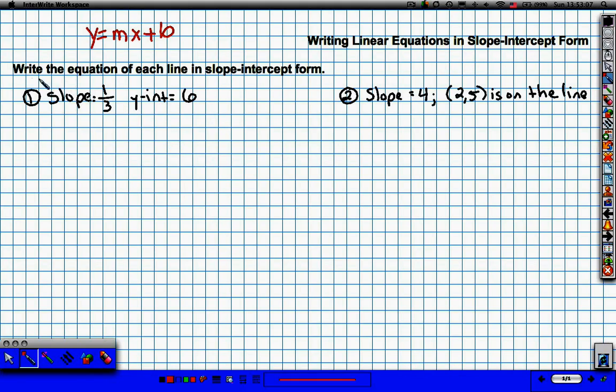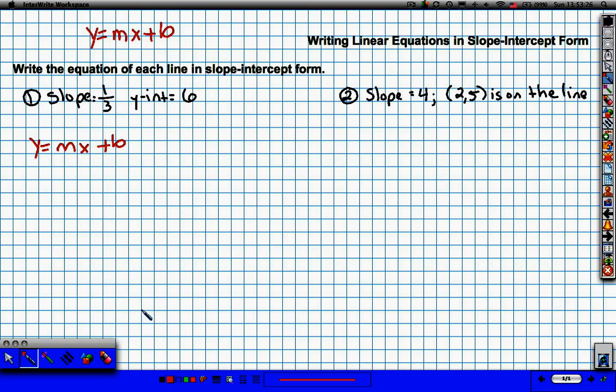So the directions are as follows. It just says write the equation of each line in slope-intercept form. So what's given to me in the first problem is it says I have a slope of 1/3 and a y-intercept of 6. So to write this in slope-intercept form, I would first go ahead and just write what is slope-intercept form for my problem.